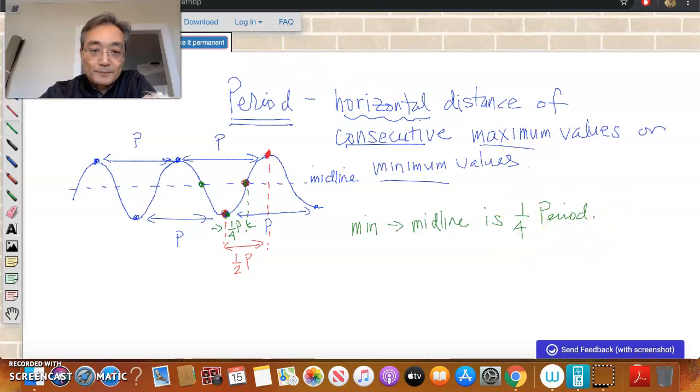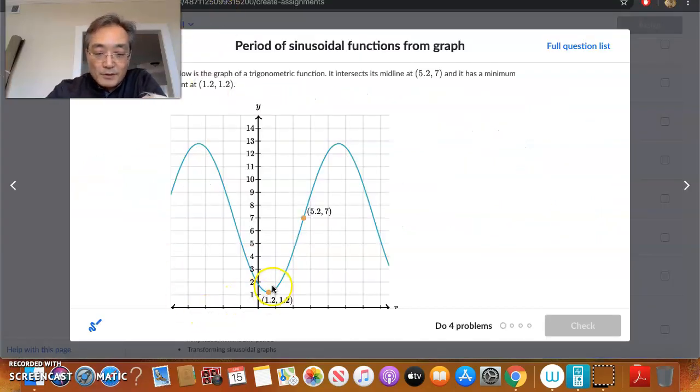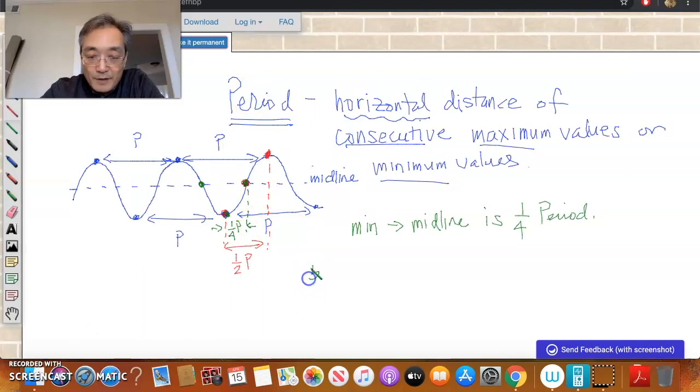So let's do it. Here it is. We're using now the horizontal distances, correct? So we have to find the distance from 1.2 to 5.2, right? The x values. We're using the x's now because we're looking at horizontal, not vertical. So let's find it. So it's going to be 5.2 minus 1.2. Remember, you subtract to find the total distance, and that's going to give us 4. And that's the distance right here. That is the horizontal distance from minimum to midline. This is 1/4 of a period. 4 is 1/4 of a period.